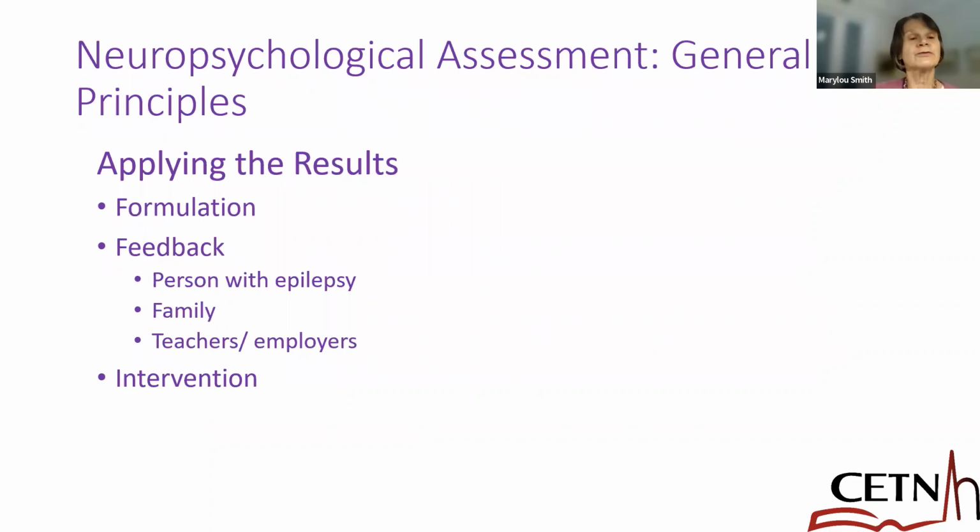So how do we apply the results? Well, we arrive at a formulation that addresses a referral question. We also want to provide feedback to the person with epilepsy to provide some insight and knowledge and psychoeducation around their difficulties. If appropriate, the feedback can also be delivered to the family so that they can gain a greater understanding. And if asked, we will also intervene with teachers and employers to give them relevant information and strategies that may assist the patient at school or at work. And if appropriate, we will make recommendations for interventions.